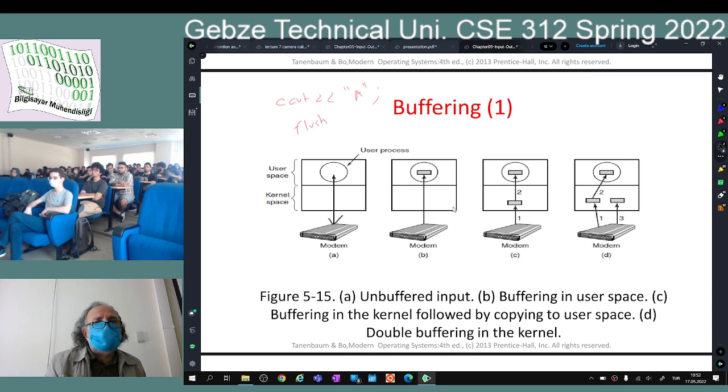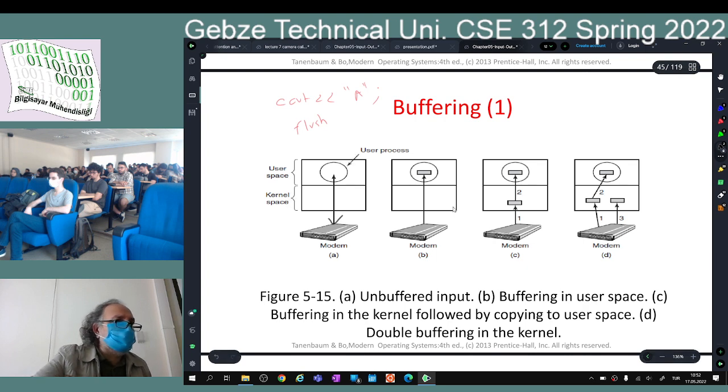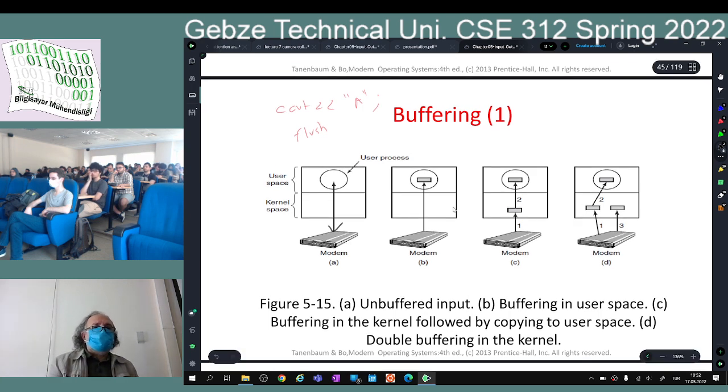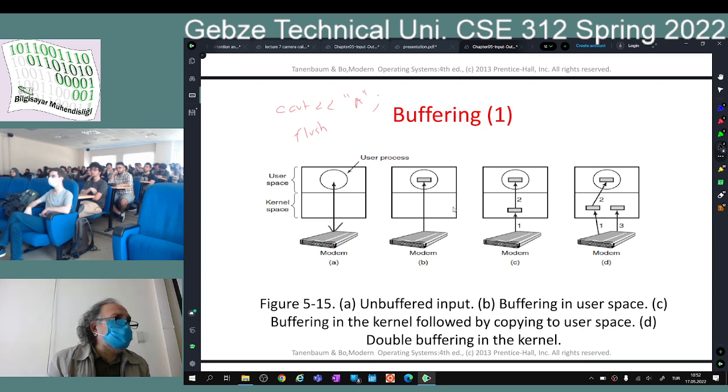So that's very inefficient, because you have to do this one by one, and you have to do this communication through the kernel. That means a system call. So every time you need to print a single character, or every time you need to read a single byte of data from your modem, you need to communicate with the kernel. That's expensive, okay? We don't like it.